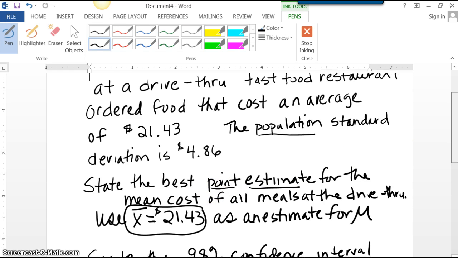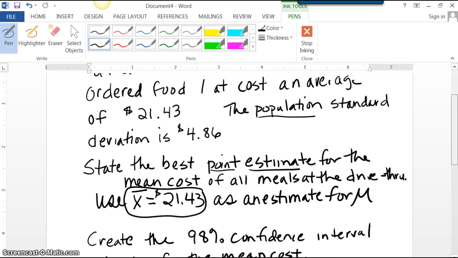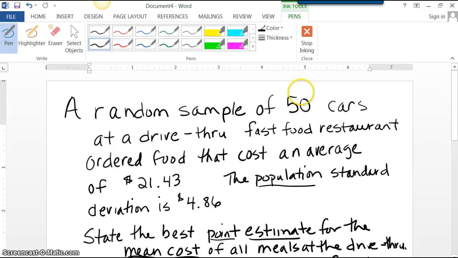The next part of the question says create a 98% confidence interval estimate for the mean. So rather than just having a one number estimate like you have here, you're going to create an interval estimate, and it's going to have a confidence level of 98% with it. You need to know your sample size. So if you look back up here, the n is 50.